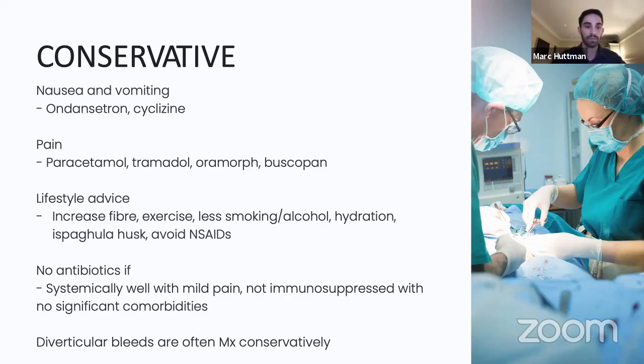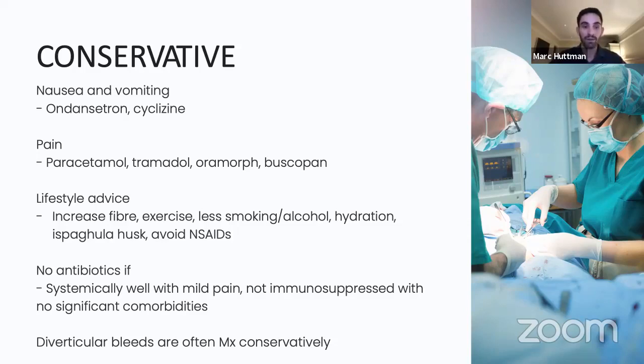The only time you wouldn't give antibiotics is if they're systemically well and they have mild pain, they're not immunosuppressed and they don't have significant comorbidities. Basically, if they are well, the pain's not that bad. You think it's probably diverticulitis, but you haven't really confirmed it because the pain's not that bad. You might be seeing them in a GP surgery, not in A&E. Then you don't have to give them antibiotics because we're wary of antibiotic resistance.